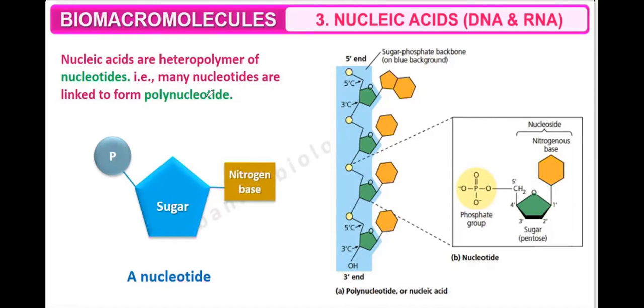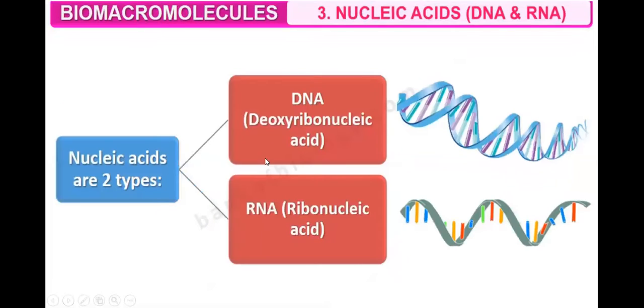So DNA is a polynucleotide. Nucleic acid is a polynucleotide. Now, nucleic acids are of two types: DNA and RNA. DNA stands for deoxyribonucleic acid and RNA stands for ribonucleic acid.